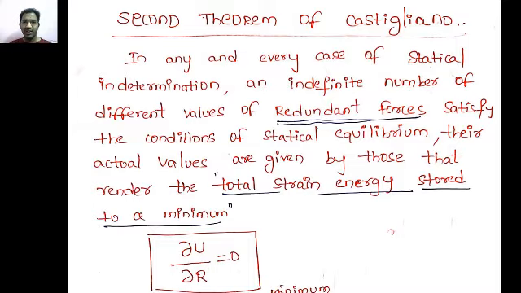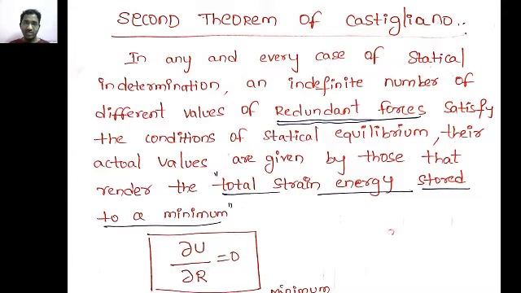How do we get that redundant force? Here I have written one expression: dou U by dou R must be equal to 0. What is U here? U stands for strain energy, and R is the redundant force. It may be a reaction or anything, a moment also. Whatever it may be, it must be equal to 0. Why am I writing it equal to 0? The total strain energy must be a minimum.